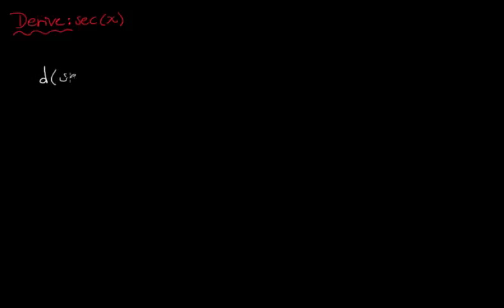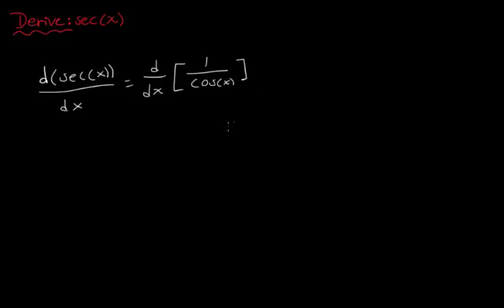So we want to know the derivative of the secant of x with respect to x. Well, what's the secant of x? That's 1 over cosine of x, right? So let's go ahead and write it like this. So 1 over cosine of x. Well, now it looks like we can apply a little bit of the quotient rule. So, or all of the quotient rule.